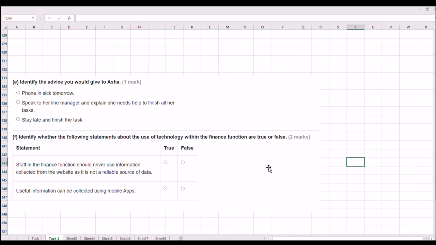And that's the bit where we went through this kind of thing. In reality, how do these sort of questions work in this assessment? They're all a bit ambiguous, really, aren't they? So staff in the finance function should never use information. And when you see should never, unless it's something like staff in the finance function should never steal from the company, it's always highlighting a bit of a red flag. That's obviously false there. And then the use of information can be collected using mobile apps. Well, yeah, of course it can. So that is the end of that question.